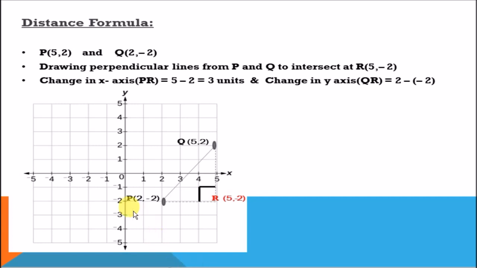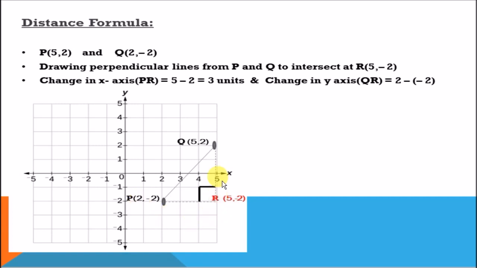First, PR. As you can see, PR is parallel to the x-axis and the change is only in the x coordinate. The y coordinate is the same, minus 2, in P and R. The x coordinate is changing. The x coordinate was 2 at P and it has now become 5 at R.